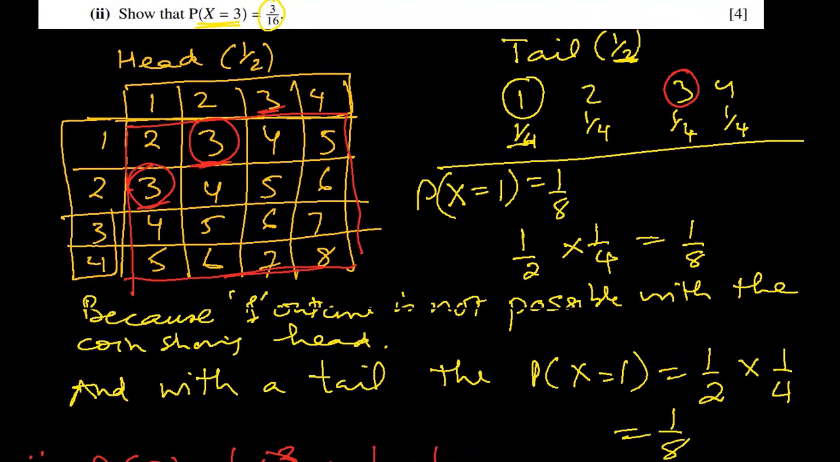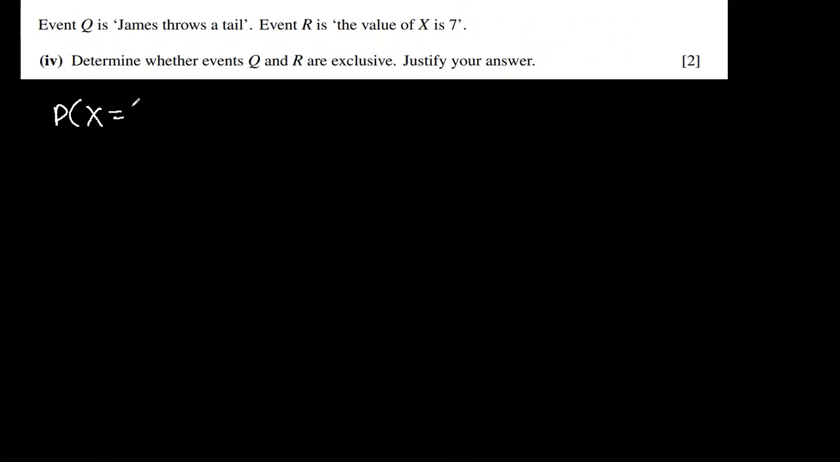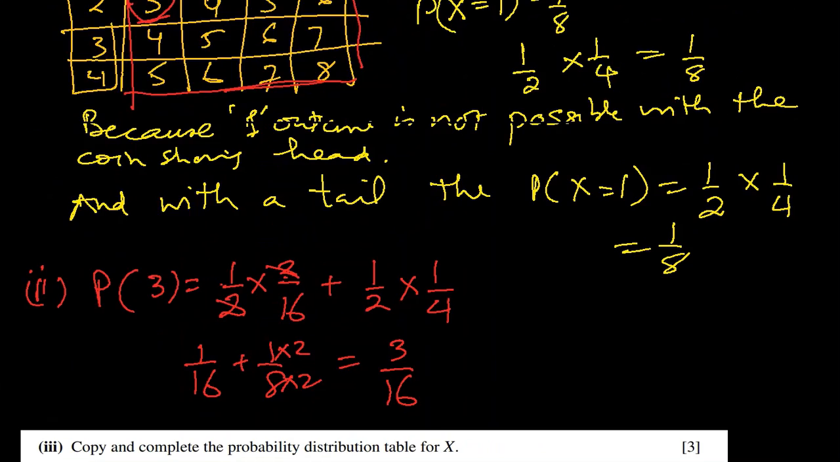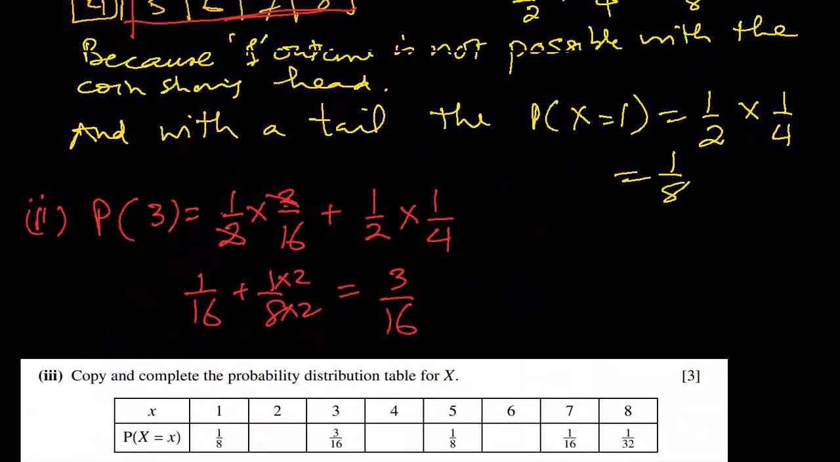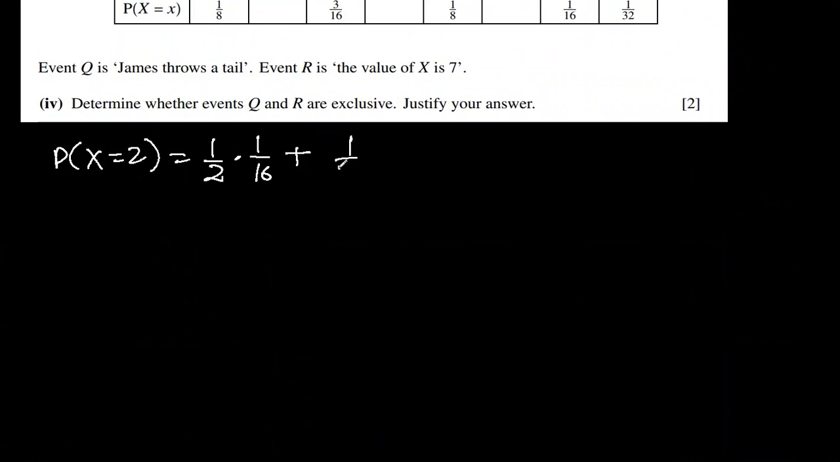So what is special about 2 now? Let's see. 2 occurs only once here, so that means 1 out of 16. First we should get a half for head and then 1 out of 16 for 2. Probability X equal to 2 will be, first we'll get a head and then we'll get a 2. But we can get a 2 from the second case also. We'll get a tail first and then we'll get a 2, where a half is the probability of tail and 1/4 is the probability of 2.